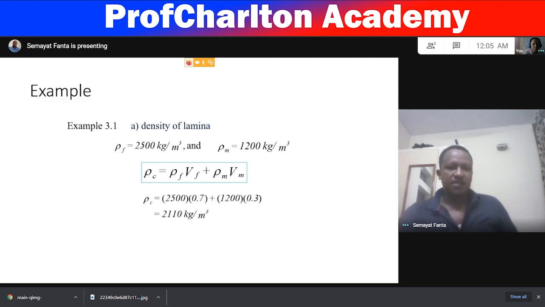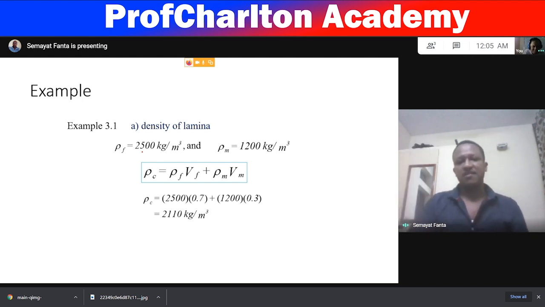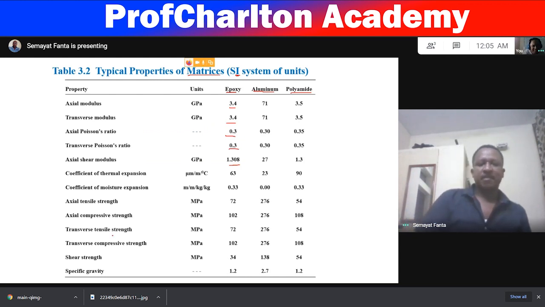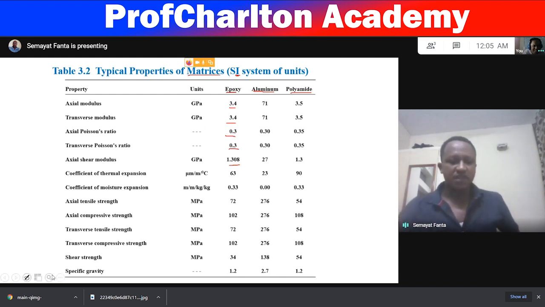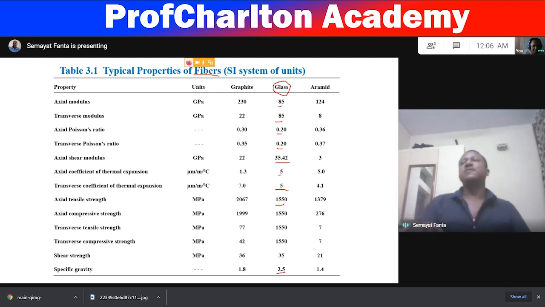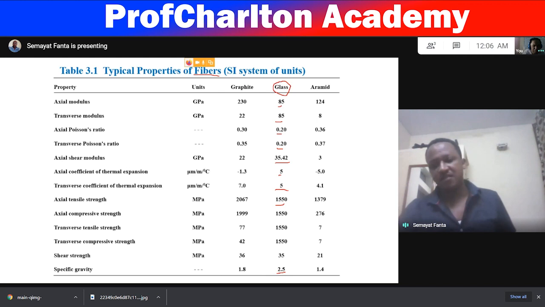Yeah, 2.5 means multiplied by 1000, by multiplying by the density of water. Specific density, or specific gravity, means the density of an object divided by the density of water. That's why it is called the specific density. So a specific density of 2.5 means the density of that object is the specific density of glass multiplied by the density of water, that is 1000.